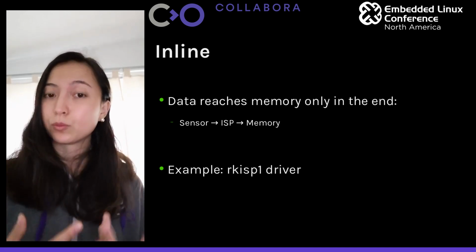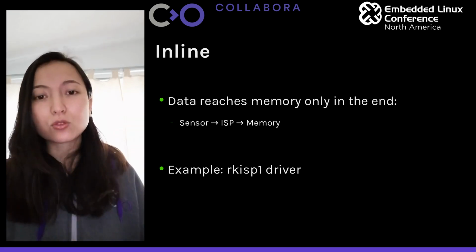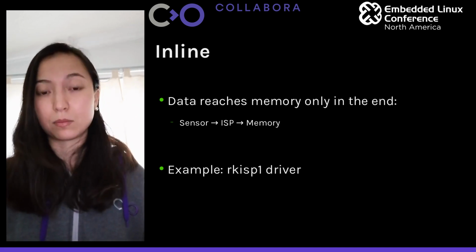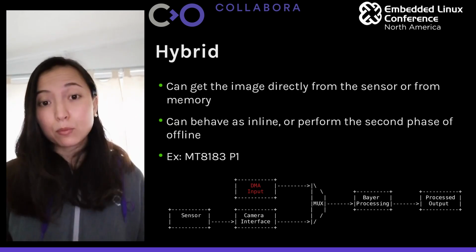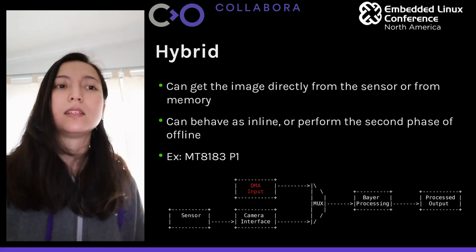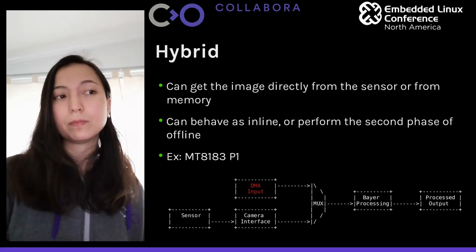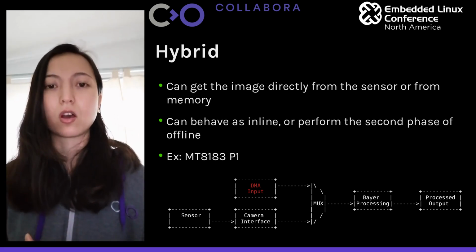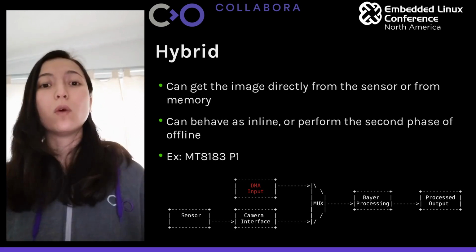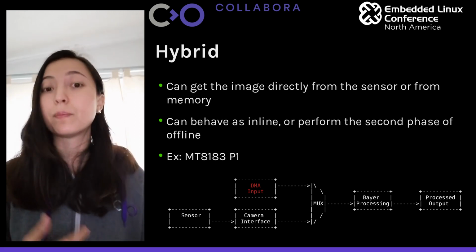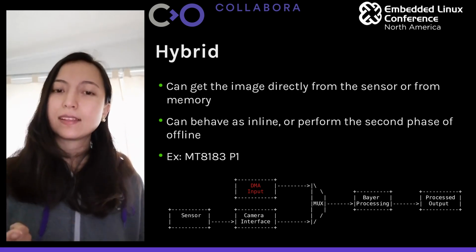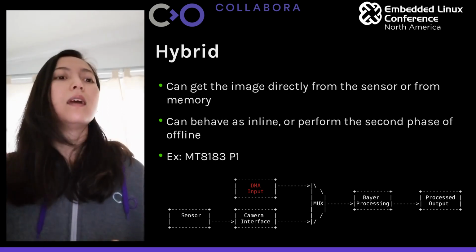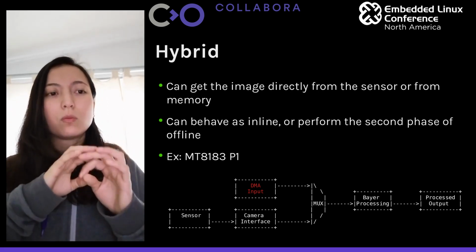This is not entirely true because this hardware can do both actually, but in the driver only inline is implemented. So we can have hybrid devices that can get the image directly from the sensor or from the memory, and it can behave as inline or perform the second phase of an offline ISP. One example is the MediaTek 8183 ISP1 driver, which is not yet upstream, but it is published in the mailing list. So the image can come from those two paths.